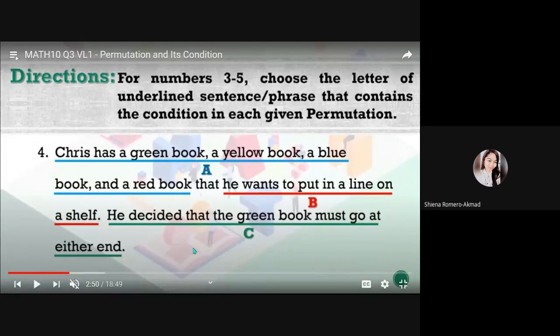So aside from permutation pertaining or associated with the word arrangement, it involves arrangement of objects or elements. Sometimes there are situations given na merong conditions, katulad ng number 3, ganun din sa number 4 and 5. So, alin kaya dyan? Is it A, B, or C?